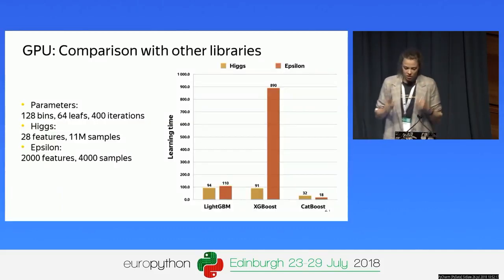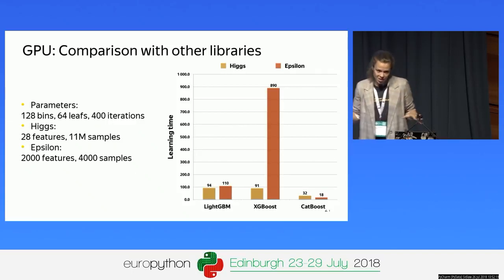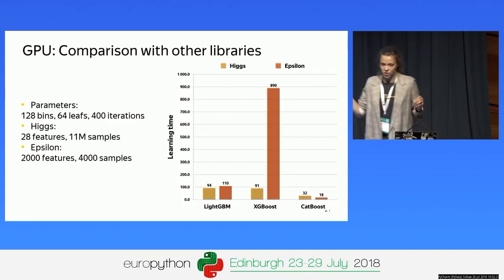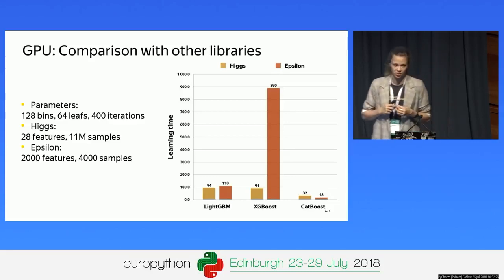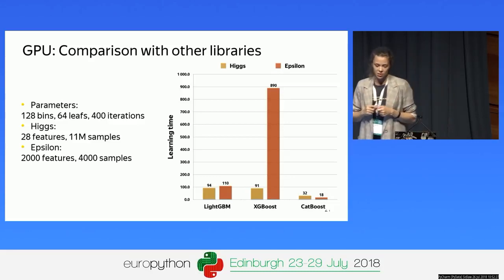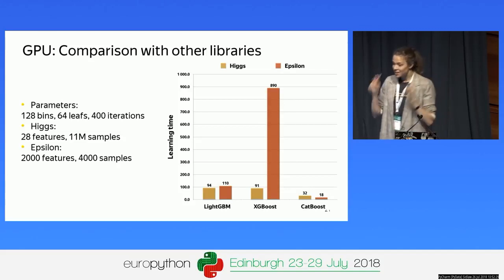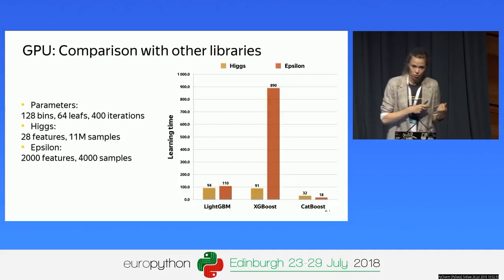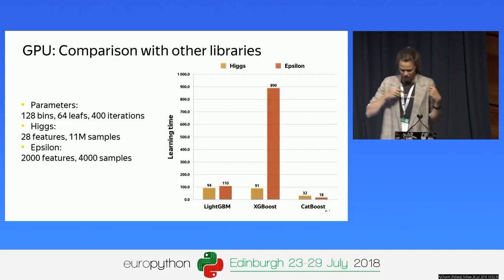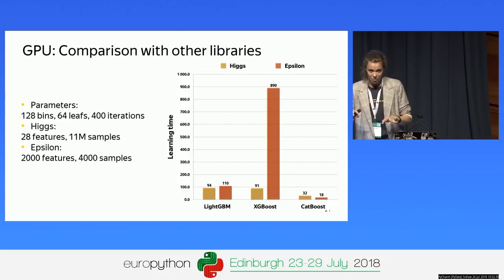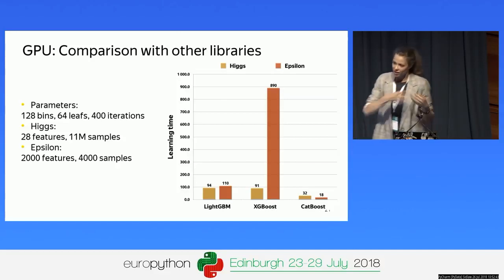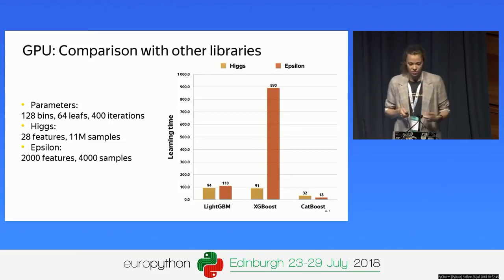With GPU, the situation is completely different. We are very, very fast on GPU. We are about 20 times faster than XGBoost and 2 to 3 times faster than LightGBM. And the important thing is that CatBoost is super easy to use as opposed to LightGBM. You just pip install the library. There is a flag, task type equals GPU, and you use it. So it's really fast and it's really easy to use.